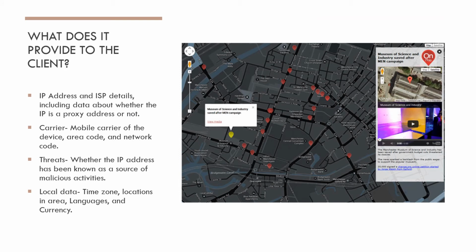So now, what does it provide to the client? As I said before, it provides the IP address and some IP details. This is detail about whether the IP is a proxy address or not. And as you can see in this little map, it also provides details about the location. As you can see by this little marker, it says Museum of Science and Industry. So this little marker gives you information as well as the exact location, street address, and everything involved. The API can also provide the mobile carrier device, the area code, and network code.